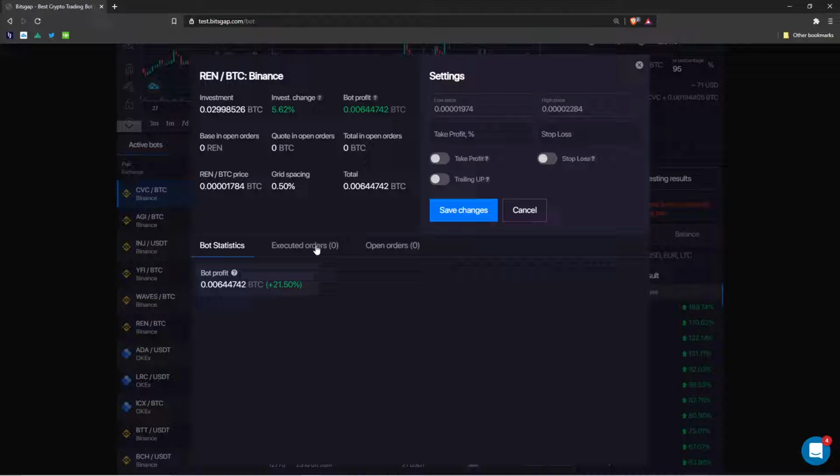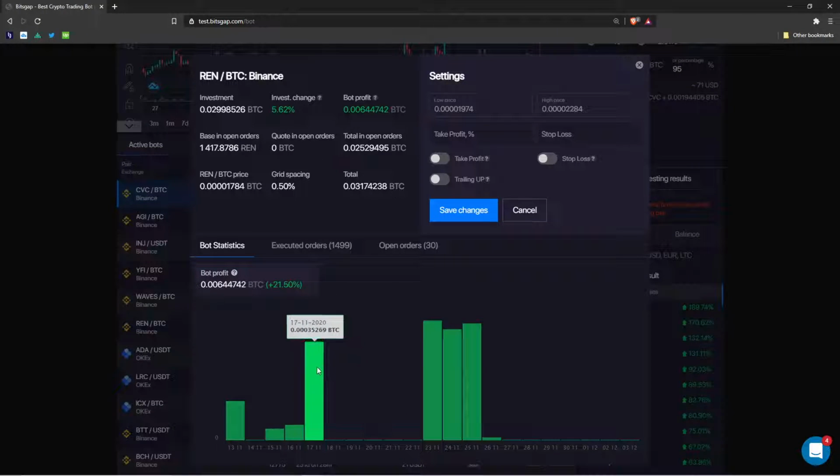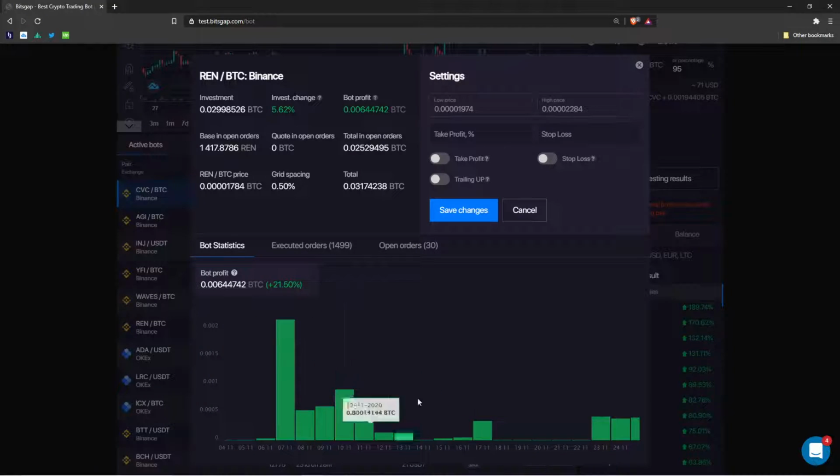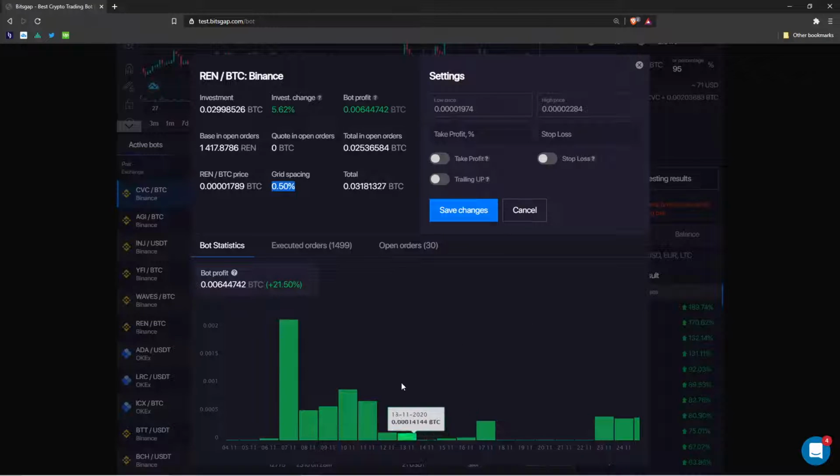So for some trades that I already have here, I can analyze the profit generated on a daily basis. So that's the way you look at the chart. And you see, at first glance, it looks like the average return on this trading configuration for REN to BTC, the one that I have with this exact investment sum, with the amount of grid levels that I have and the grid spacing of 0.5%, you can expect at least on a daily basis this on average. You see that?